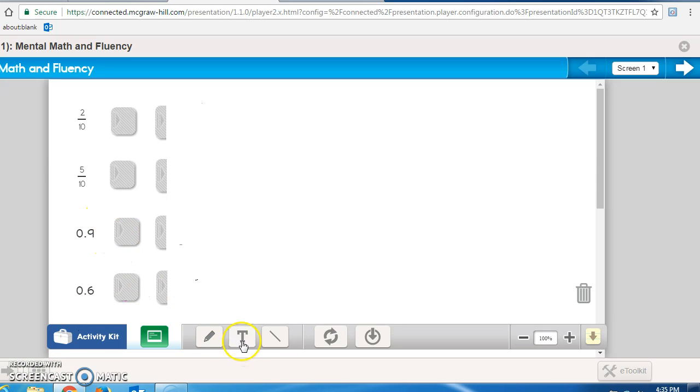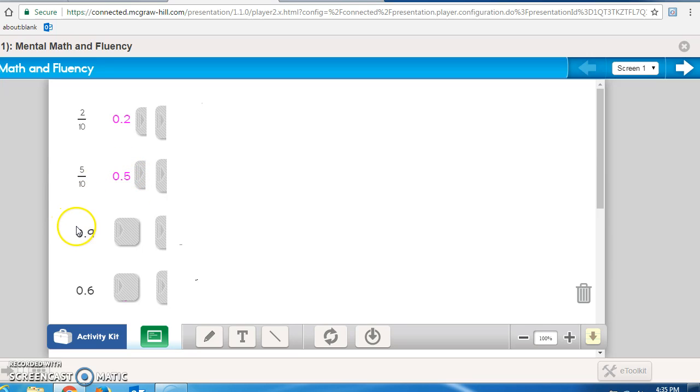How do you write 2/10 as a decimal? Well, you should know by now that 2 needs to go in the tenth spot, and that is the first place value to the right. So we write it 0.2. How do I write 5/10? Pretty much the same way, only I have a 5 in the tenth spot.